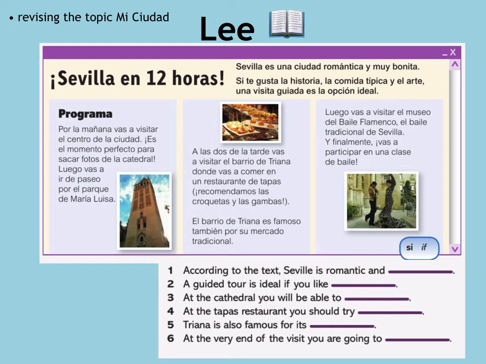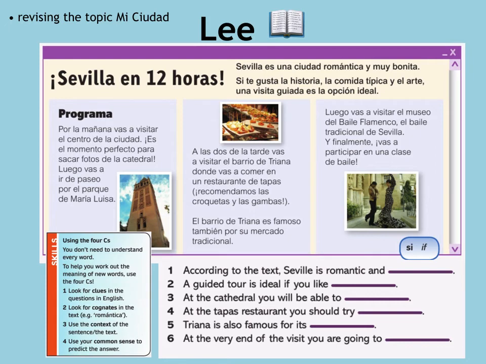So, for example, number 1, according to the text, Seville is romantic and... So you need to read through it. If I was you, see if you can recognise the word for romantic, it's near the top, and then find the word that comes pretty much after it, and that'll be your gap. But you've got to translate it into English to put it in the gap. Now, a little tip for you, it's using the 4 C's.